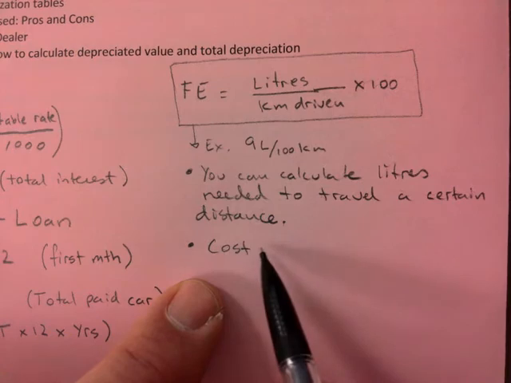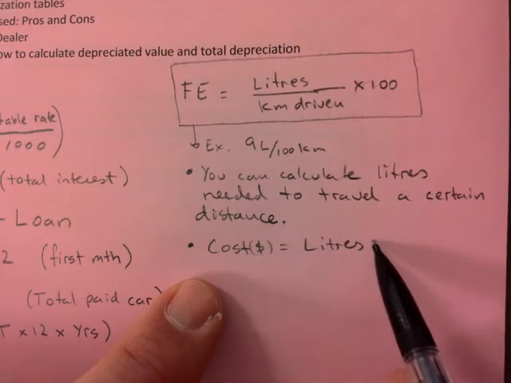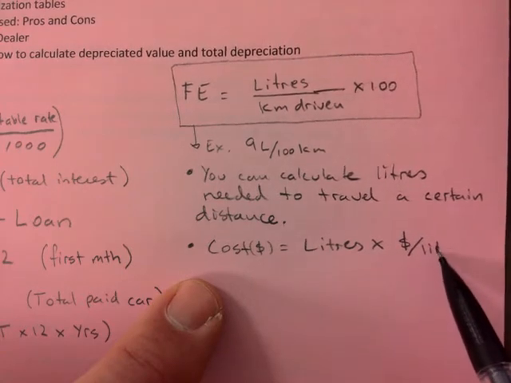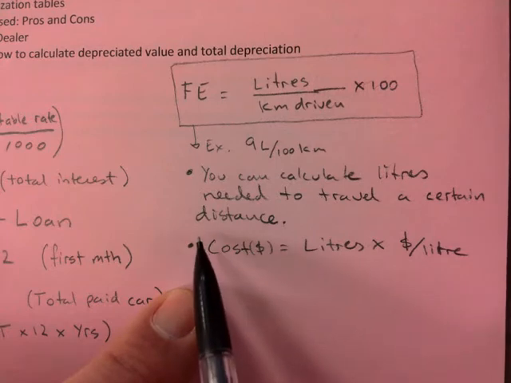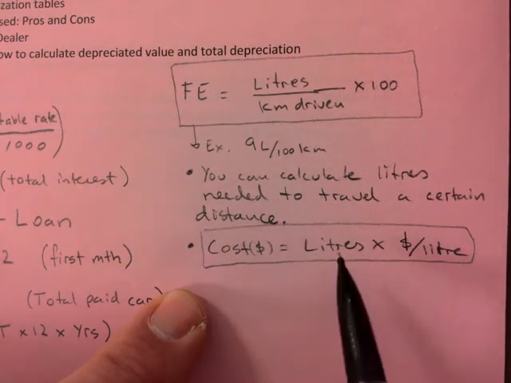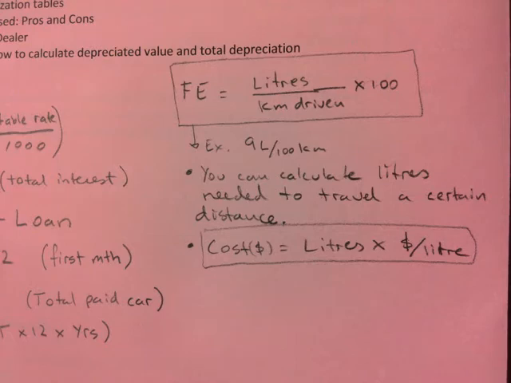Cost of the travel would be liters times dollars per liter. And if they ever ask you to find the cost of that trip, right? You take the liters that you would need for that trip and then multiply it by the dollar amount per liter.